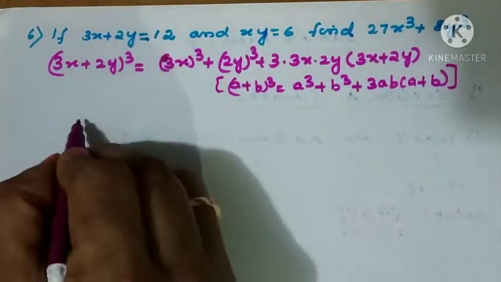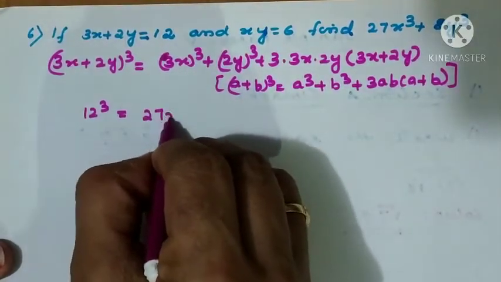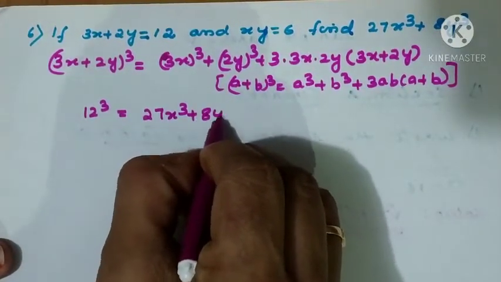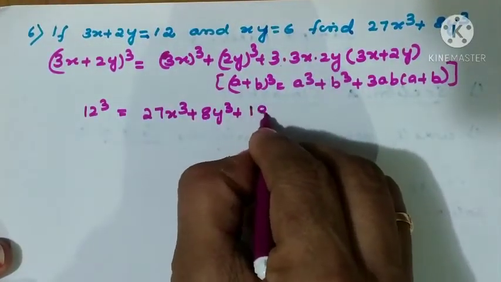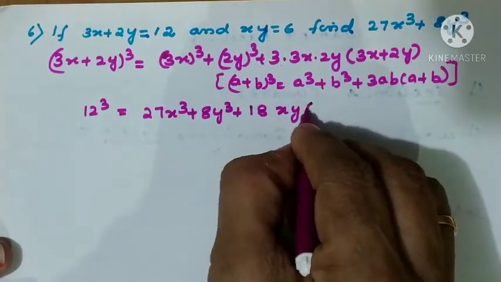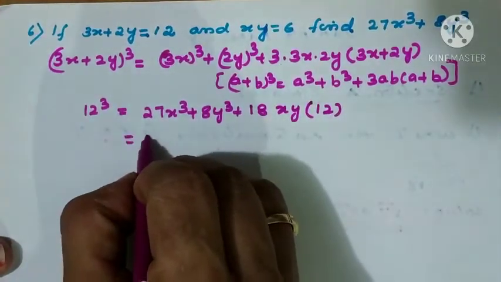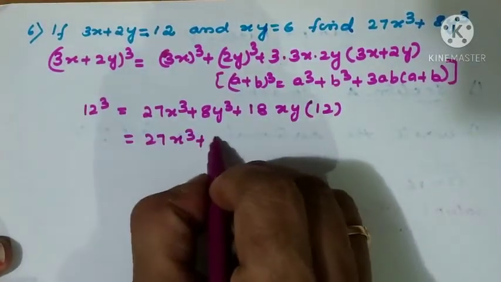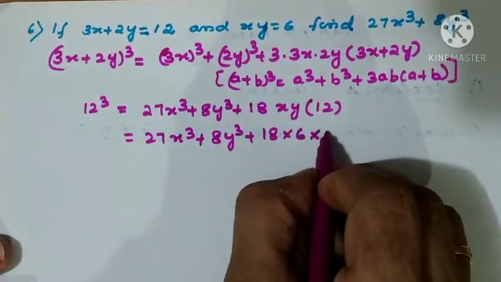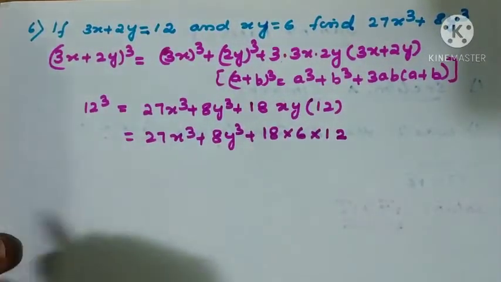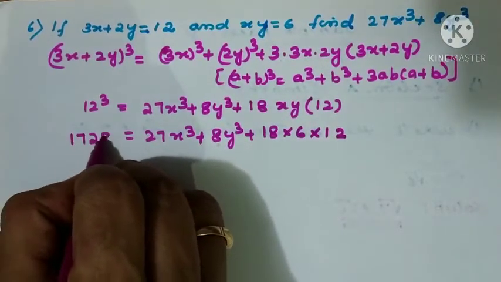So what is 3x plus 2y whole cube? That is 12 cube. Now 3x whole cube equal to 27x cube plus 8y cube plus 3 into 3, 9, into 2, 18xy, bracket 3x plus 2y. Instead of 3x plus 2y, I am putting 12 only. So here, 27x cube plus 8y cube plus 18 into 6 into 12. So 12 cube I can substitute here, that is 1728 only.